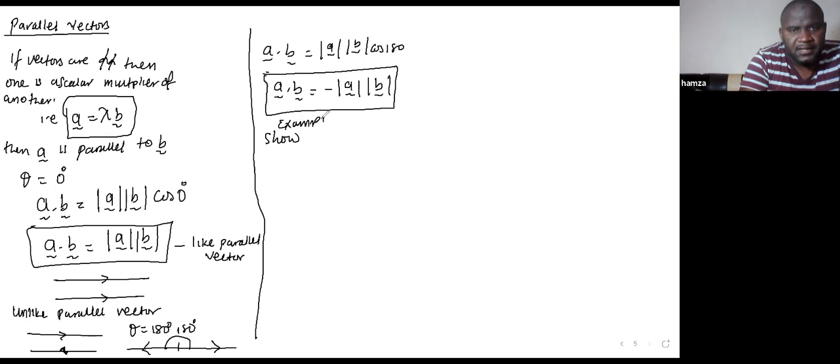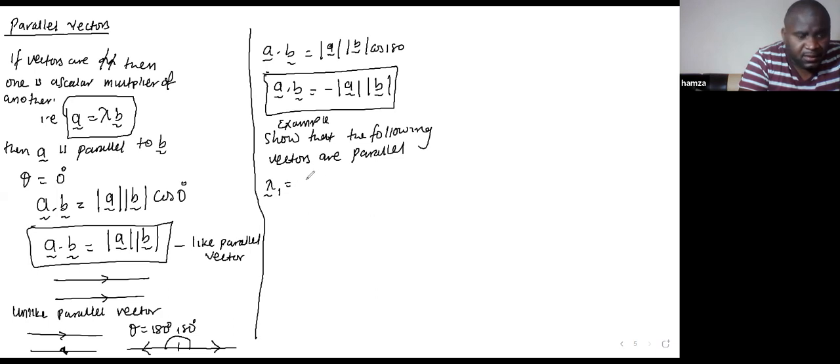Show that the following vectors are parallel. Vector lambda 1 is equal to 1, negative 2, 3. Vector lambda 2 is equal to negative 4, 8, negative 12.